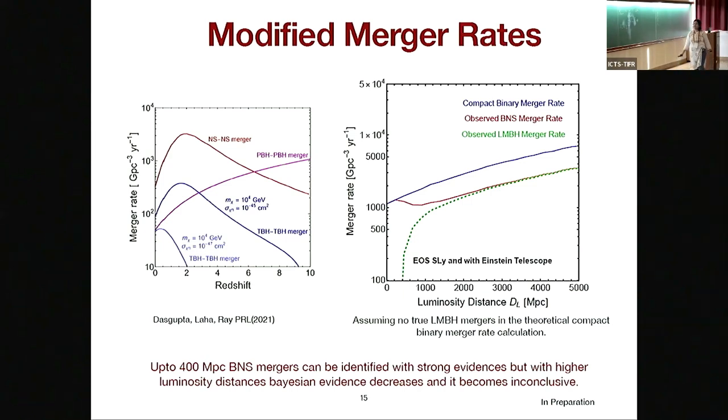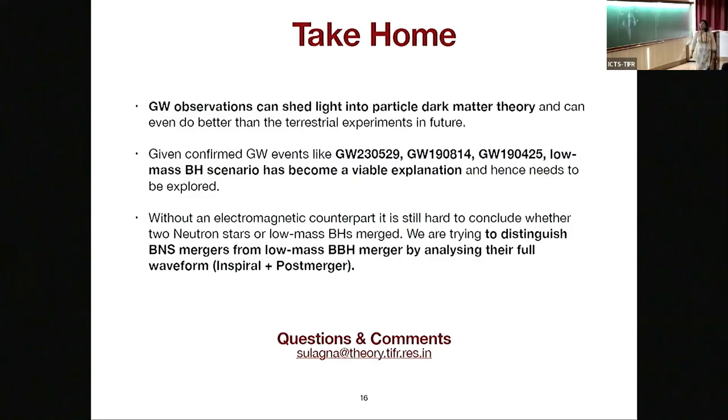So up to 400 megaparsec, BNS mergers can be identified with strong evidence, and at higher luminosity distance, it just becomes inconclusive what we are seeing. From DeepSeek, he was more specifically talking about whether the states are bosonic or forming a Bose-Einstein condensate inside the neutron star, and with more data from gravitational wave events and low mass black holes, you can shed light on it. But that is true. The main problem is we still don't have the technology to distinguish beyond 400 megaparsec whether two neutron stars are merging or two low mass black holes are merging.